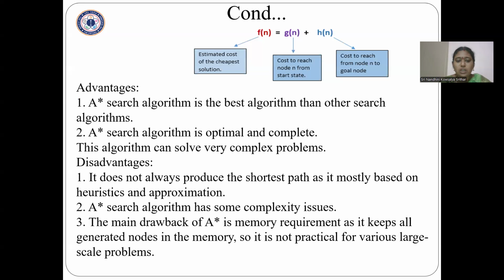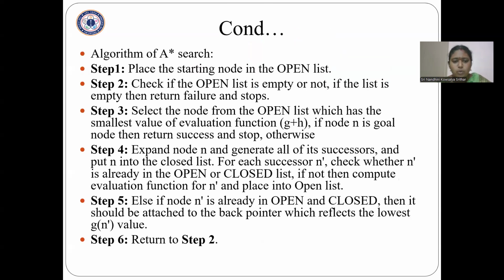A star search algorithm has some complexity issues. The main drawback of A star is the memory requirement, as it keeps all generated nodes in memory. So it is not practical for various large scale problems. In this also we have an open list and a closed list. Then we have to find the path from the root node to the goal node, which is kept in the closed list.